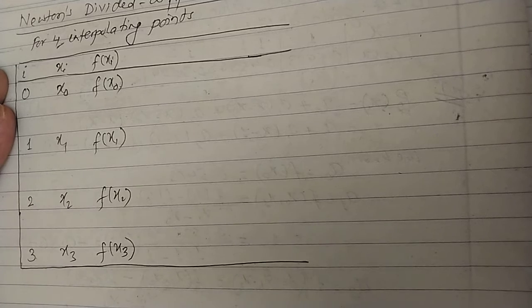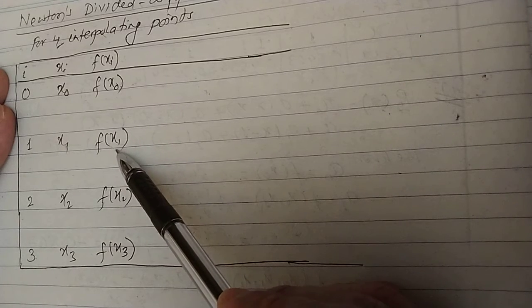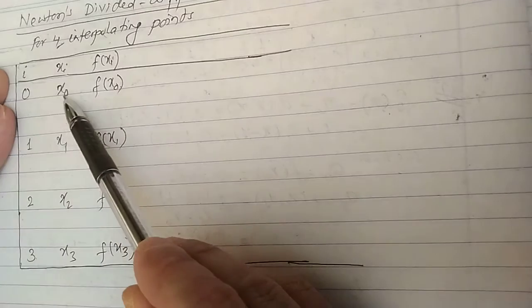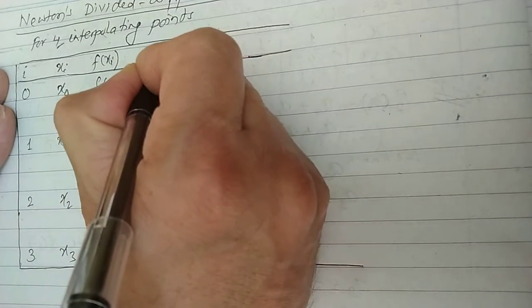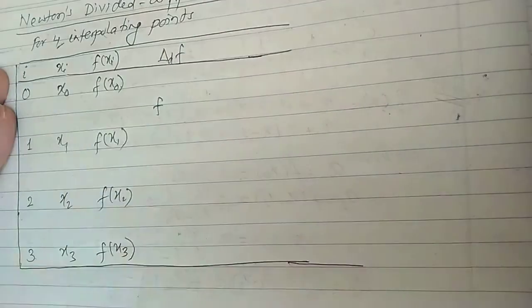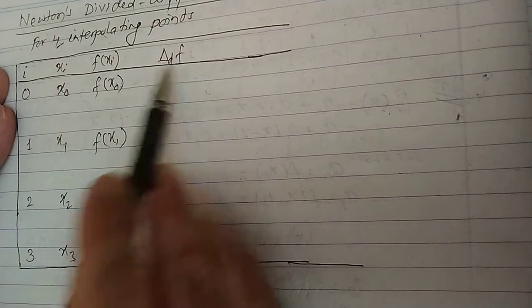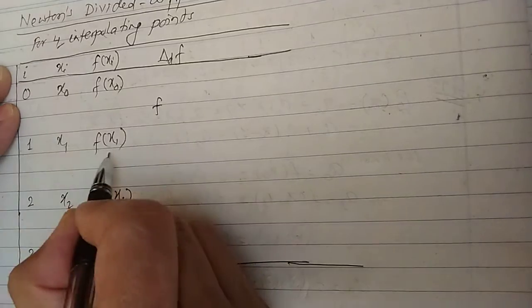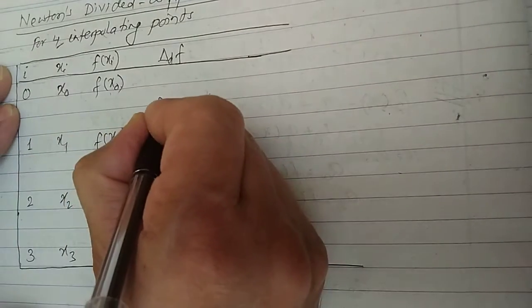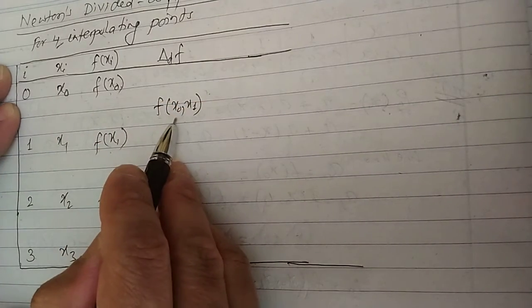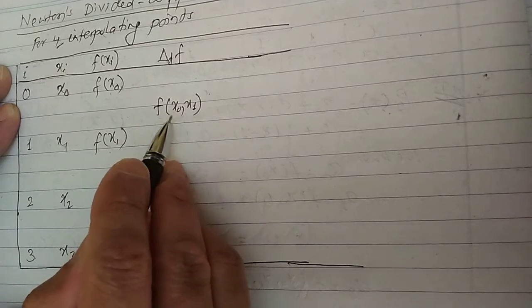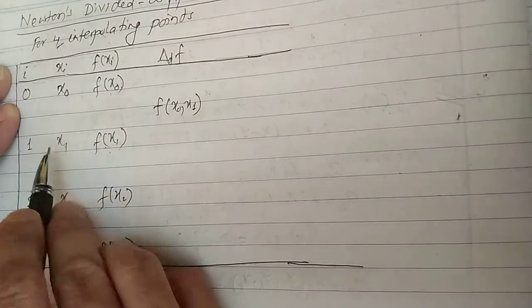Now what we do is find the divided difference. So we subtract f(x0) from f(x1): f(x1) minus f(x0) divided by x1 minus x0. Here we write a value, we'll call it first divided difference, delta df. Delta df indicates divided difference. So f(x1) minus f(x0) divided by x1 minus x0 will give you f(x0, x1). If you remember, this is a1. This minus this divided by this minus this.